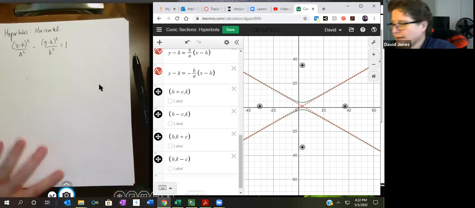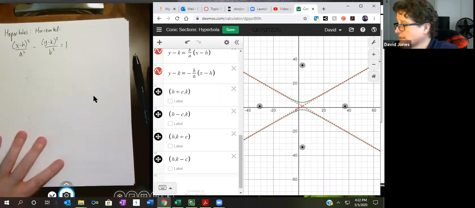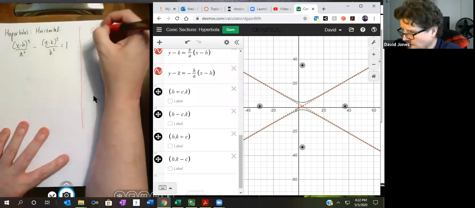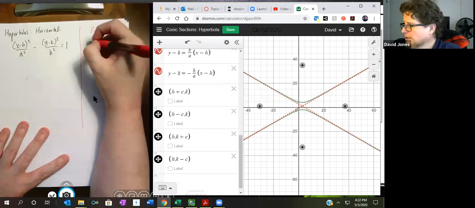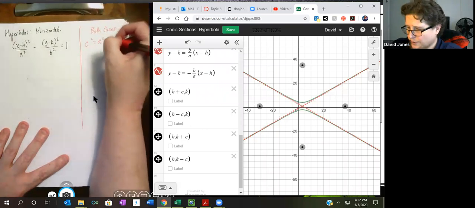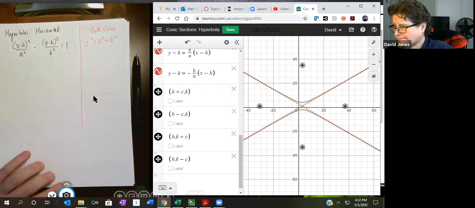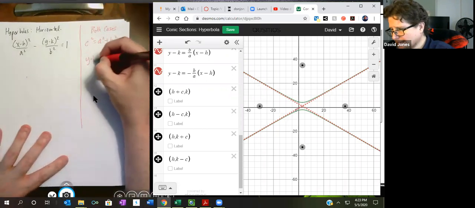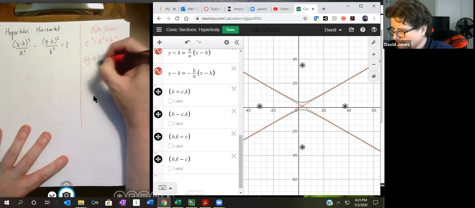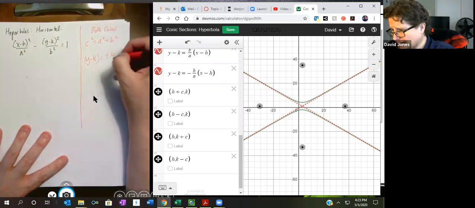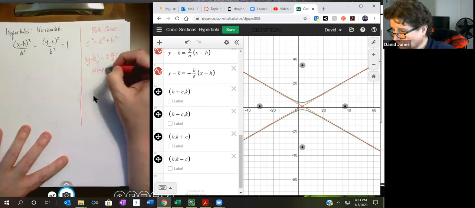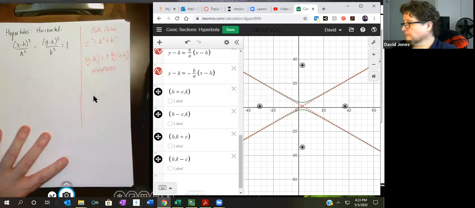So hyperbolas, horizontal is like that. In both cases, c squared equals a squared plus b squared. Okay. The asymptotes are always going to be y minus k equals plus or minus b over a times x minus h. Those are the asymptotes. That's true for both of them.